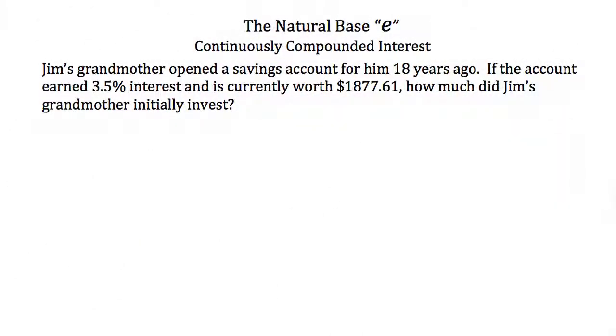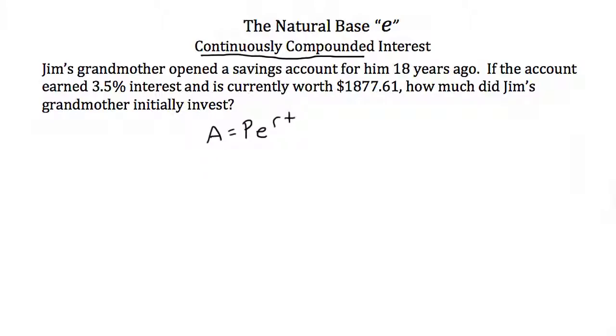Now let's look at a second example involving continuously compounded interest. Here we're told that Jim's grandmother opened a savings account for him 18 years ago. If the account earned 3.5% interest and is currently worth $1,877.61, how much did Jim's grandmother initially invest? Well, since we're dealing with continuously compounded interest, we're going to use the formula A is equal to P e to the rt.